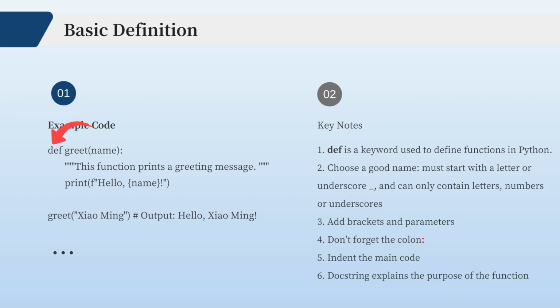Key points. 1. def is the keyword used to define functions in Python. 2. Choose a meaningful name. It must start with a letter or an underscore and can only contain letters, numbers, or underscores. 3. Include parentheses and parameters. 4. Don't forget the colon. 5. Indent to write the main code. 6. Use a docstring to describe the function's purpose.